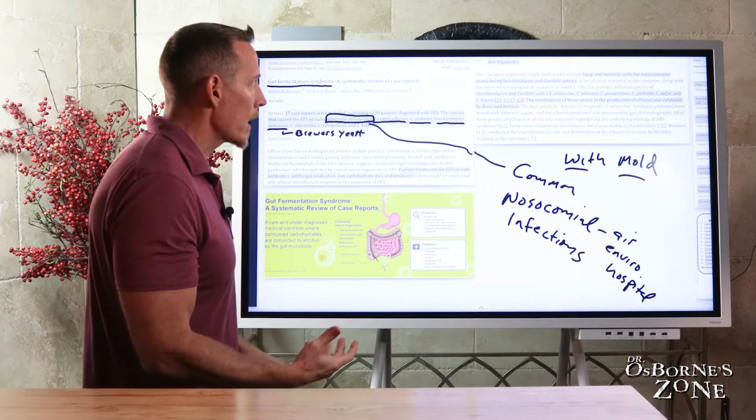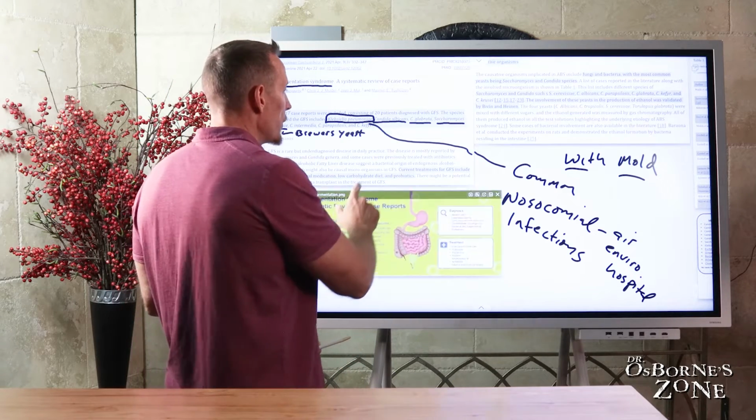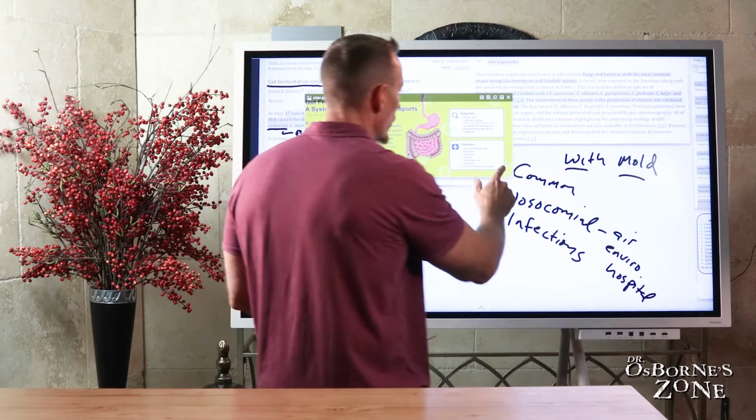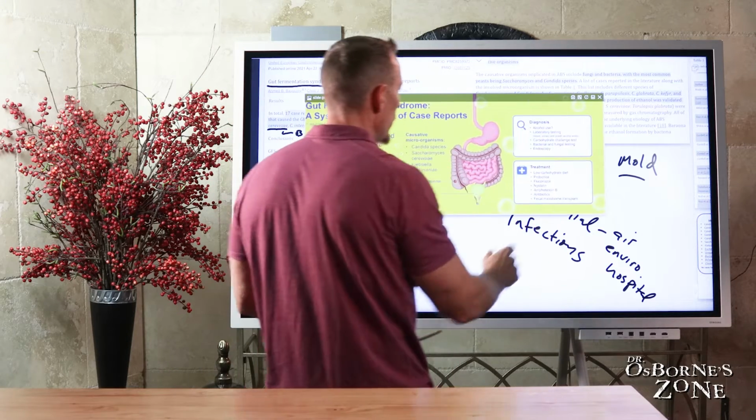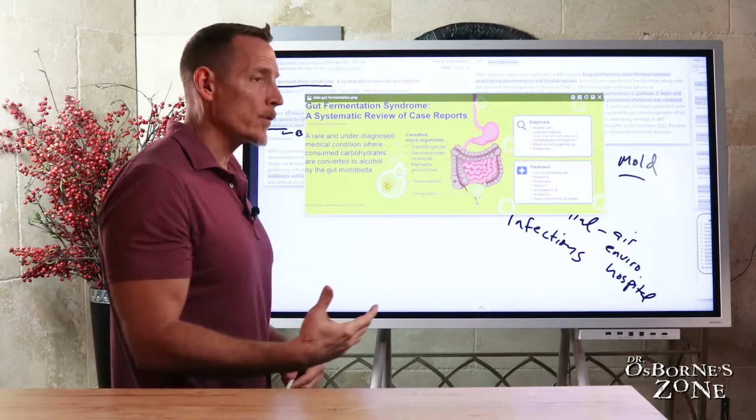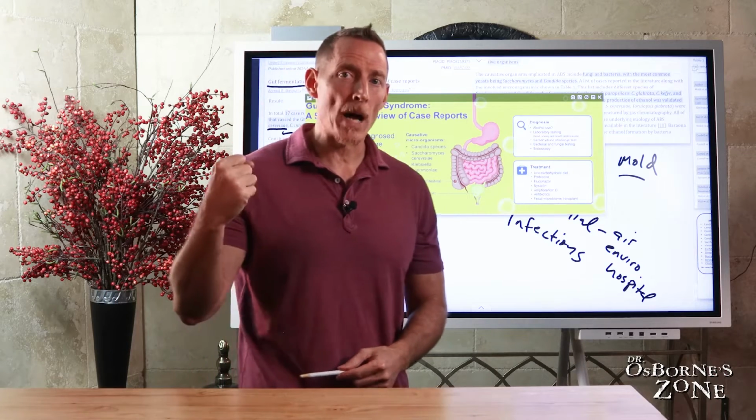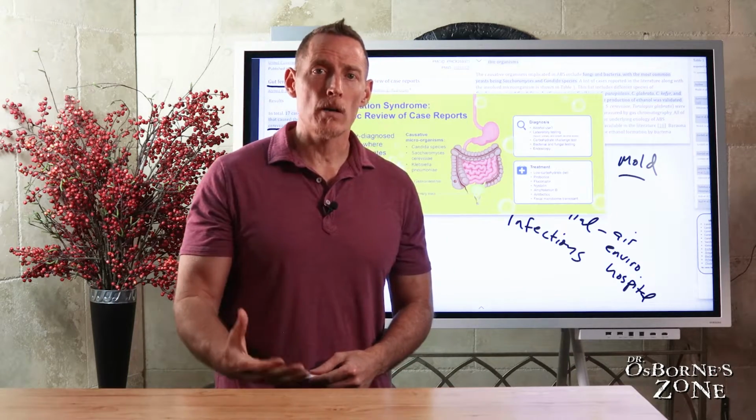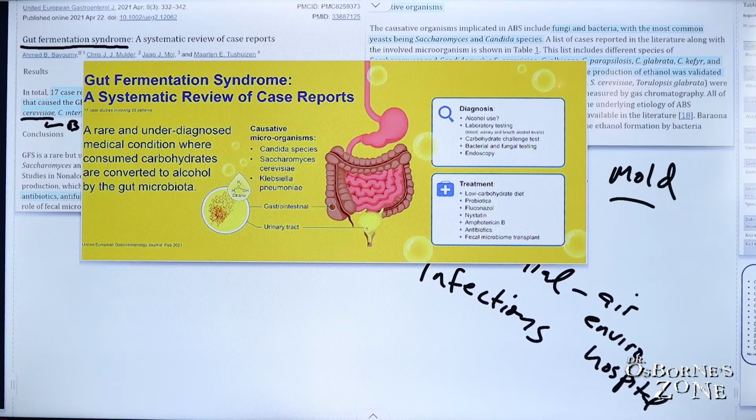And of course, there's a lot of potential problems with making your own alcohol, and one of them would be if you're driving your car, if you have gut fermentation syndrome bad enough, you could blow above the legal limit on an alcohol test and be accused of driving drunk.